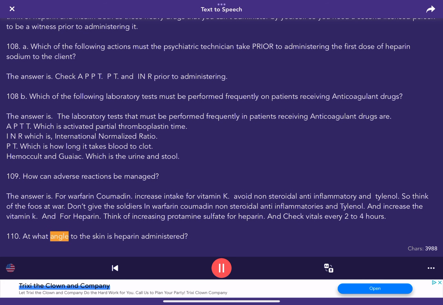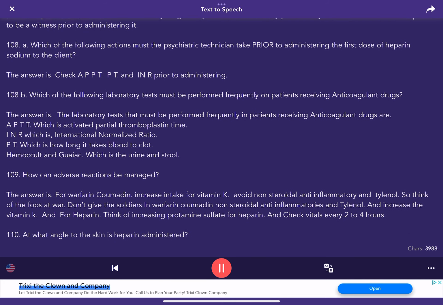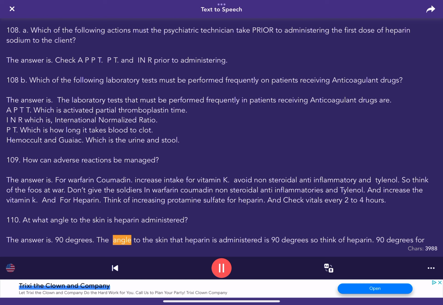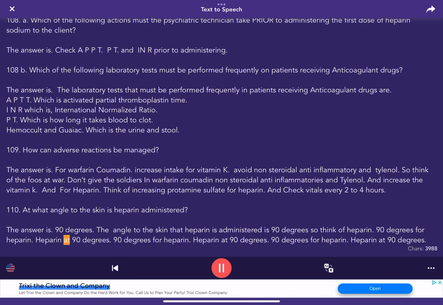110. At what angle to the skin is heparin administered? The answer is 90 degrees. The angle to the skin that heparin is administered is 90 degrees, so think of heparin, 90 degrees for heparin. Heparin at 90 degrees.